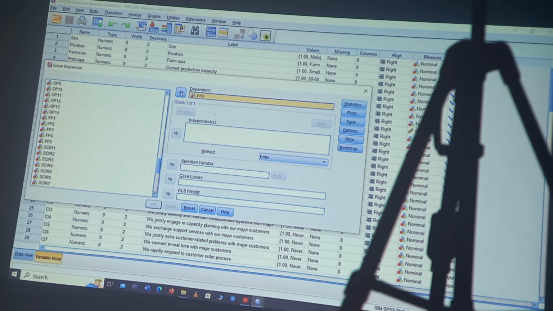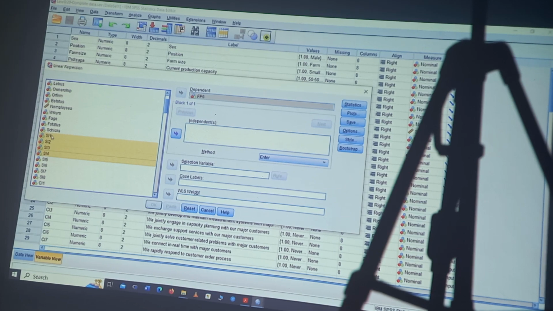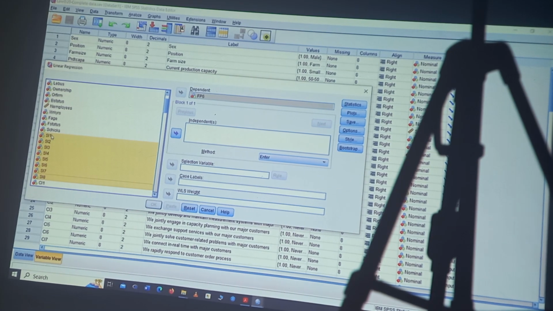Now we go and select our independent variables. In our independent variables, we have the SI1 to SI8. So you select all of them and place them where the independent variables are. Place them there. Then you go to Statistics. You click on that.